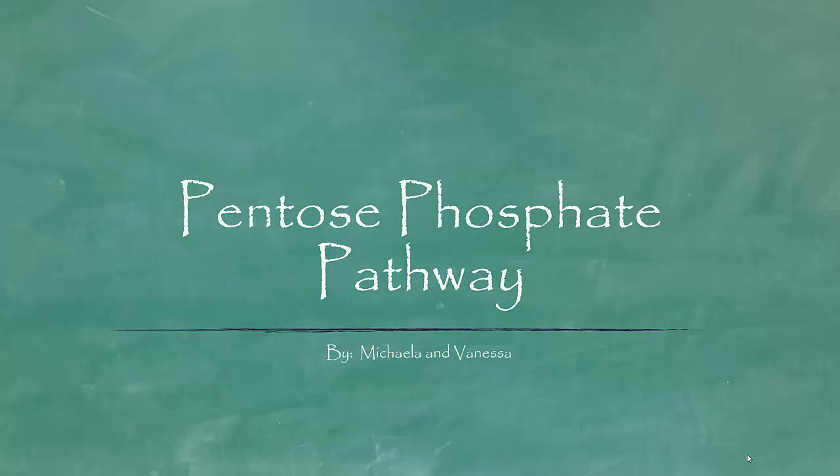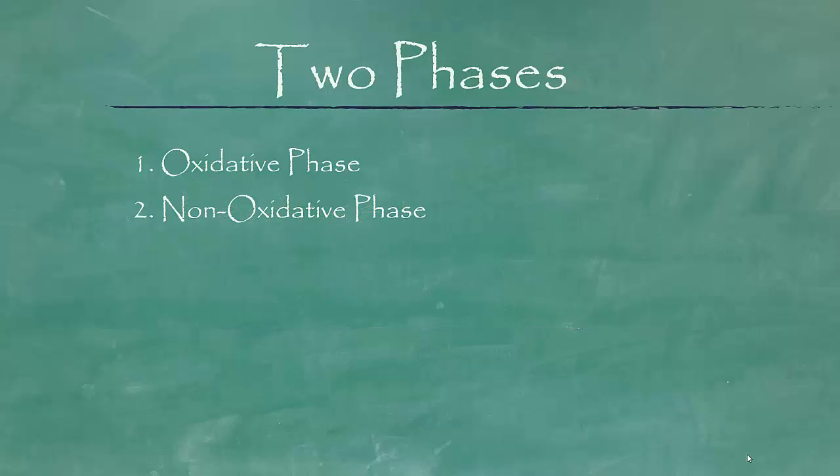This video is going to cover the pentose phosphate pathway. The pentose phosphate pathway is an alternative pathway to glycolysis. There are two phases. The first is the oxidative phase, and the second is the non-oxidative phase.